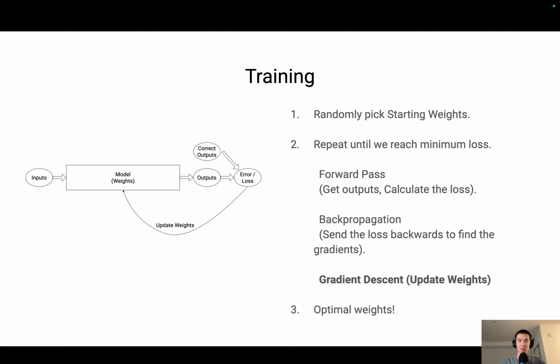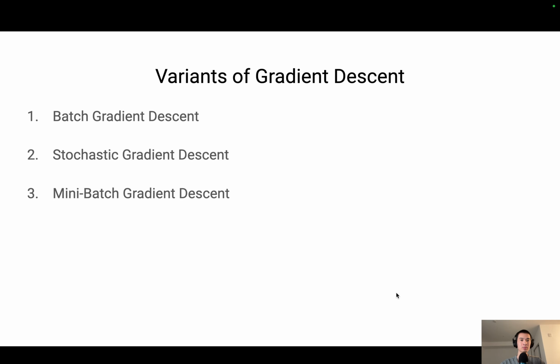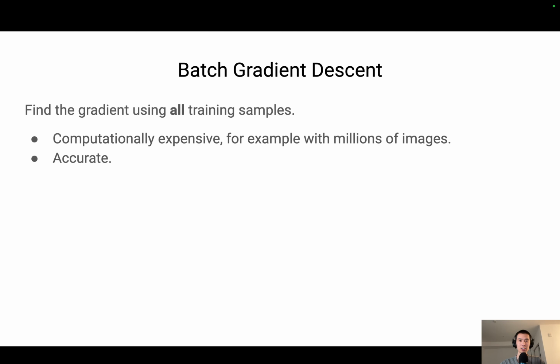So in the previous video, we went over training, and in this video, we will focus on gradient descent, which is used to update weights. There are several variants of gradient descent, which are batch gradient descent, stochastic gradient descent, and mini batch gradient descent. Let's go over batch gradient descent first.